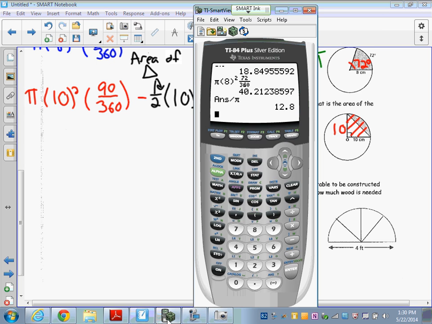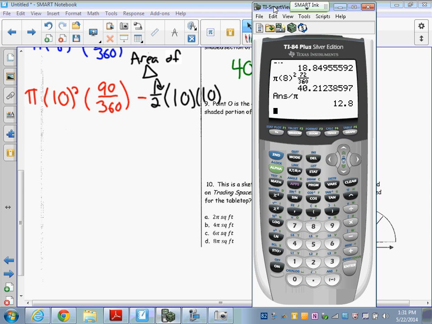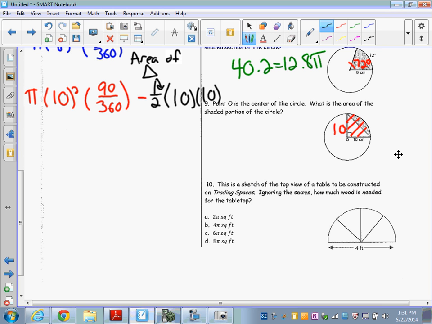So I can just type all of that in at the same time in my calculator. So I get pi times 10 squared times 90 over 360 minus 1/2 times 10 times 10. And I'm going to get about 28.5. This one here, I can't just divide everything by pi to get an exact value because the triangle doesn't have any term of pi in it.